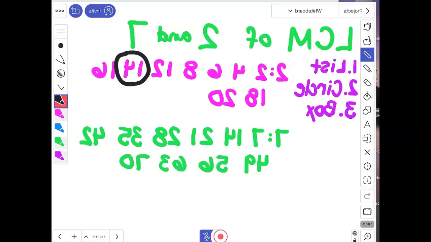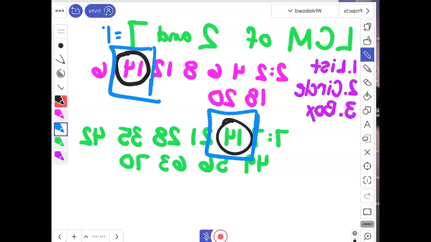They have 14 in common. And that's actually it. Because if I continued this list, I know 28 would be here, so that would be common. I know 42 would be there. I know 56 would be there and 70 would be there, but I don't need to go that far. So the least is 14. I listed, I circled, and I boxed.